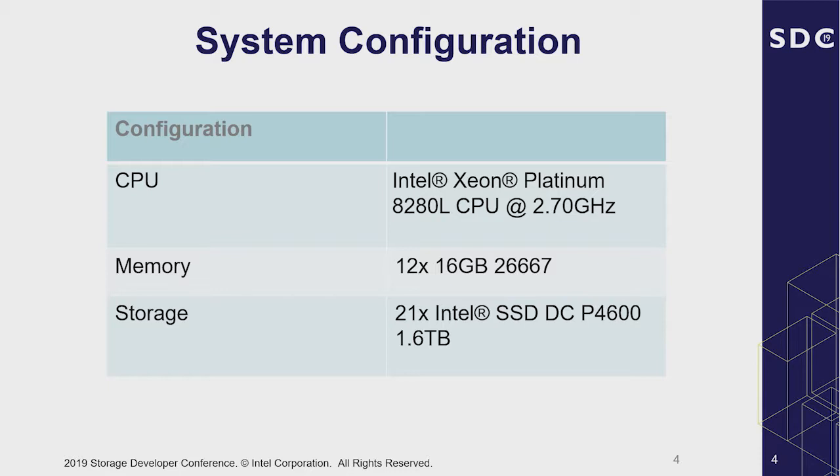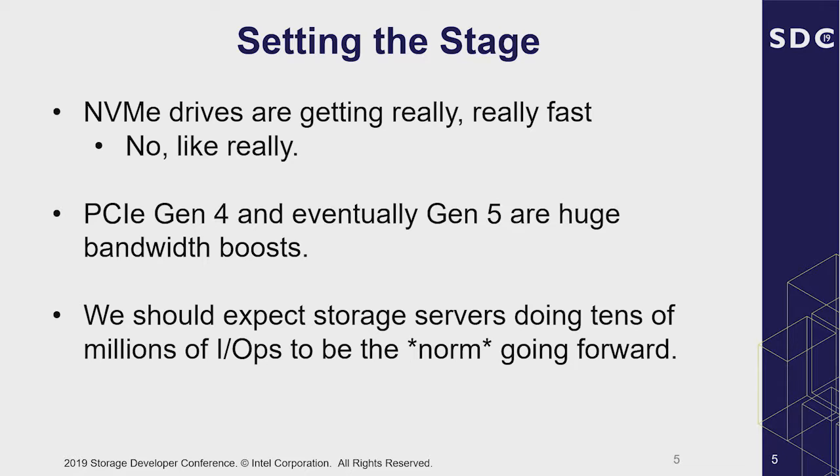So just some background before we go into all this. NVMe drives are getting really fast. And you thought they were fast before, right? When we transitioned from SATA to NVMe, we thought, these drives are so fast, this is great. No, they're going to do that again. Really, really fast. To the point where software, which was the bottleneck before and was the problem SPDK was solving before, but SPDK is going to struggle to keep up with how fast these drives are. Especially with Gen 4 and Gen 5 PCIe, the bandwidth is going to be really tough for software to deal with. And I just want to set the stage by saying storage servers that do tens of millions of IOPS, single server, is normal now. That should be the baseline going forward.